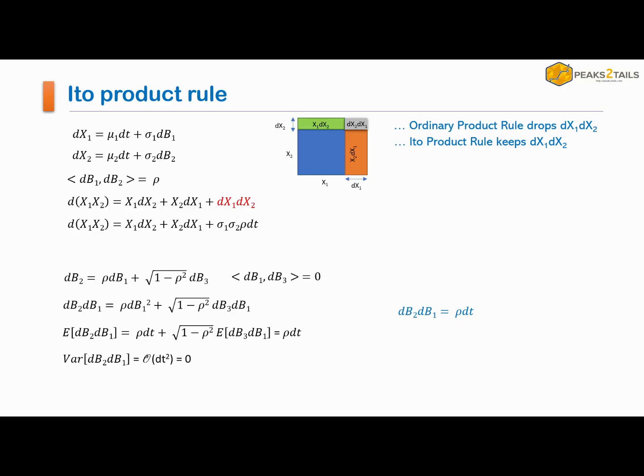Now we can cross verify. So if dB1 and dB2 are from the same source, so they are the same randomness, rho would be 1. So in that case, dB1 square would become dt, which we are familiar with.